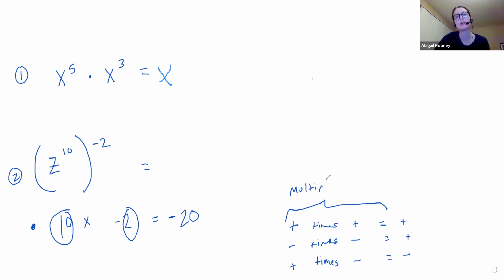So we multiply like normal. And this is the same for division too. So we multiply, divide like normal, and then we look at the sign.